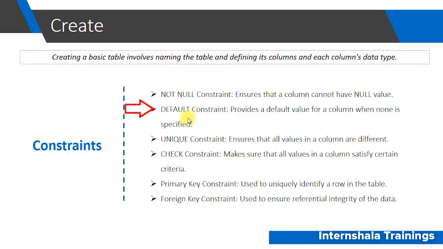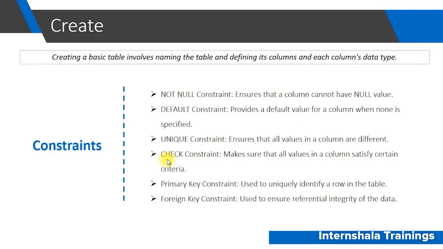Default constraint can be defined to store a default value if any input value is missing for that particular cell. Unique constraint will ensure that that particular cell has a unique value within that column. So using the check constraint, you can specify a certain criteria against which the data inputted will be checked.